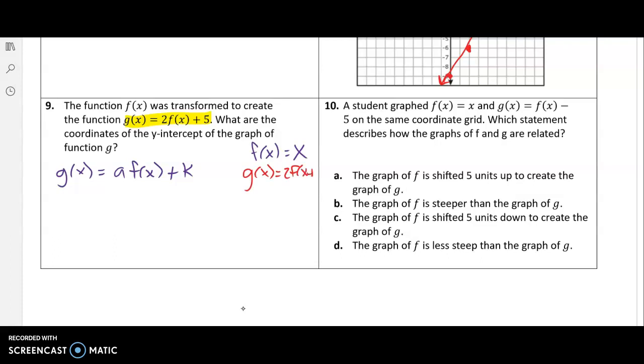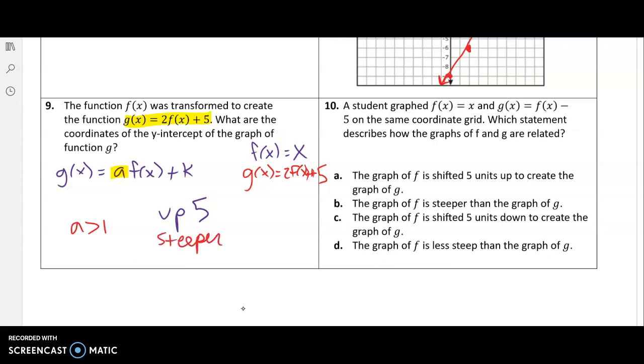Remember what these transformations represent. Okay, f of x plus 5. The plus 5 means that the graph has been shifted up 5 units. Okay, and the 2 means that the graph got steeper. If the a value, which is the value in front of f of x, if a is greater than 1, that means our graph is getting steeper than the original.